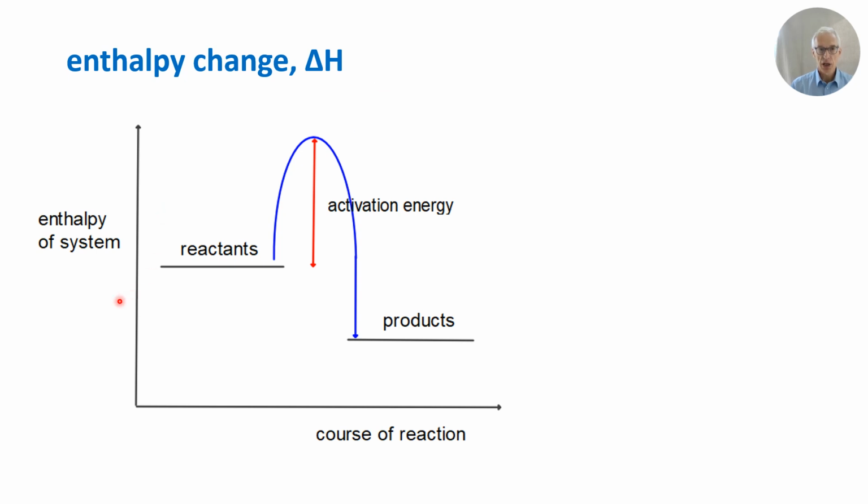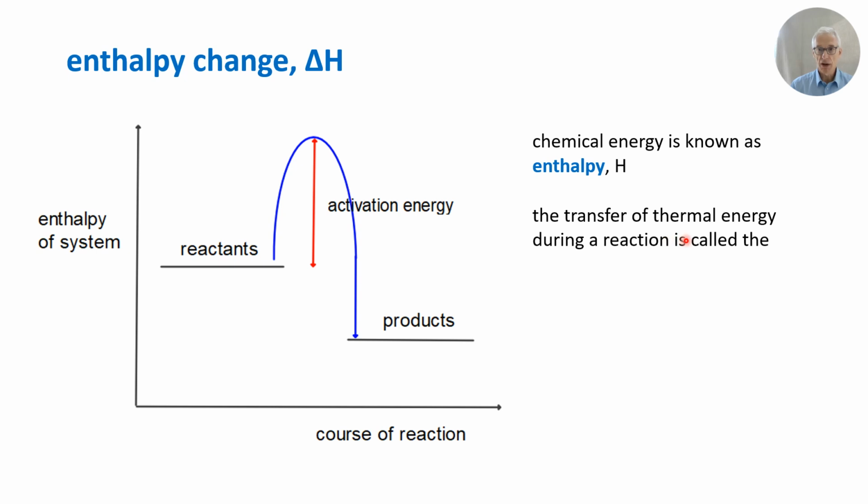Reminding us of the reaction pathway diagram and the new idea that chemical energy is known as enthalpy and given the symbol H. So we have the enthalpy of the system, and the enthalpy of the reactants and the enthalpy of the products are different. This is a reaction pathway curve, and of course the activation energy, which isn't directly relevant to our current lesson.